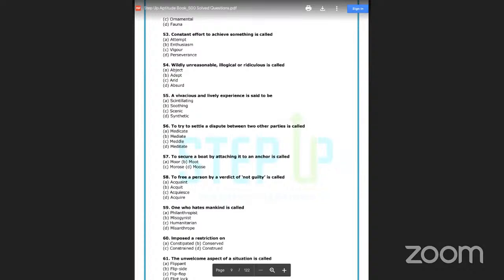Acquiesce. That means what? To accept something quietly. There is a word called quiet in that. That means accept something very quietly.